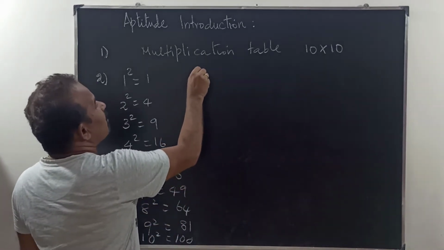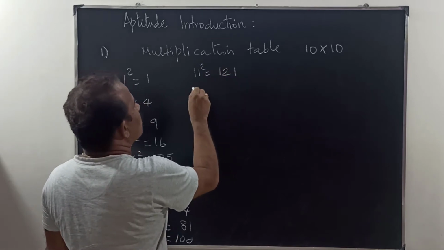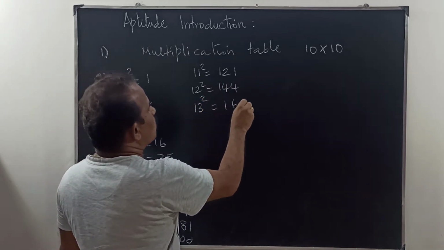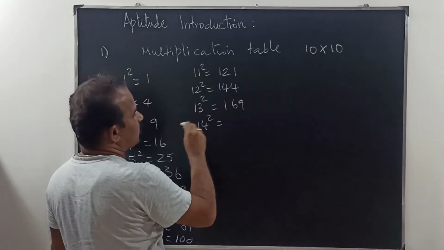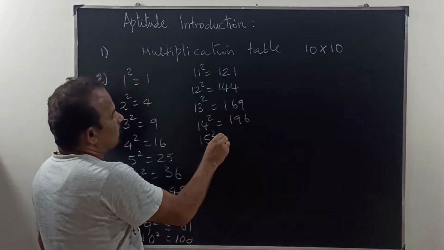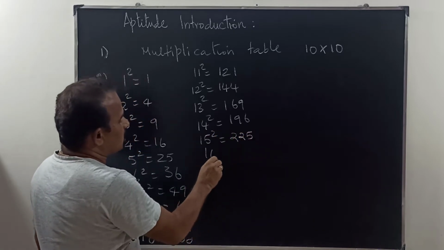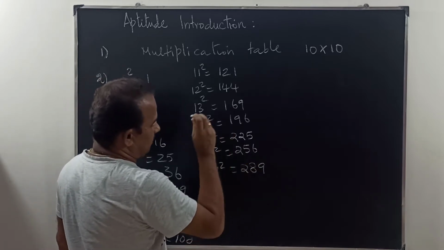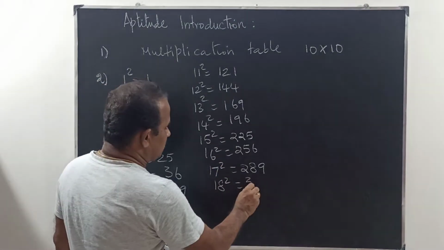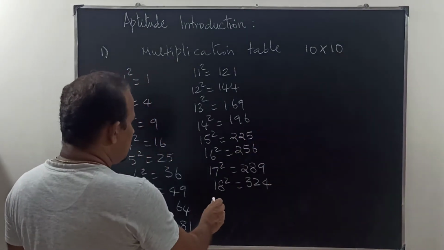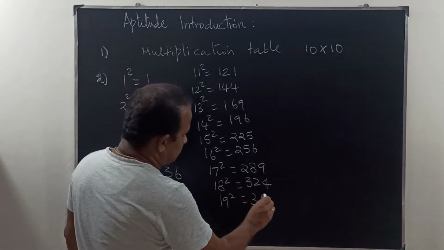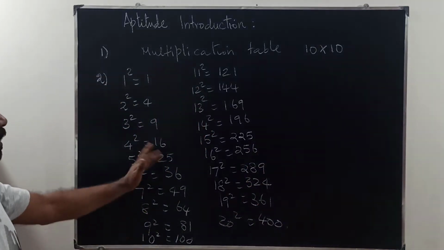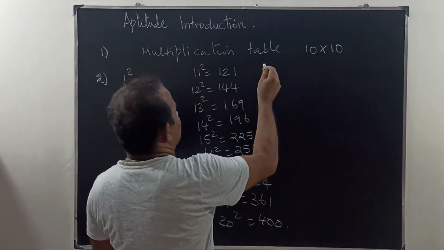Then 11 squared is equal to 121, 12 squared is 144, 13 squared is 169, 14 squared is 196, 15 squared is 225, 16 squared is 256, 17 squared is 289, 18 squared is 324, 19 squared is 361, 20 squared is equal to 400. Okay, so up to 30 squared you should learn.